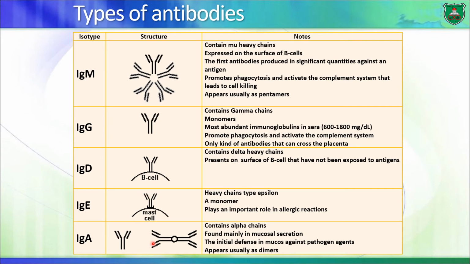And then we have IgA. IgA is produced from the alpha exon. It exists mainly as a monomer or a dimer when secreted, and it is present in mucosal secretion. And it's the initial defense in mucus against pathogenic agents.